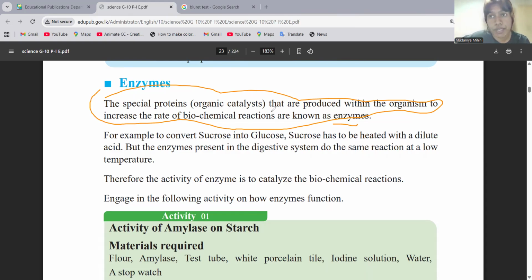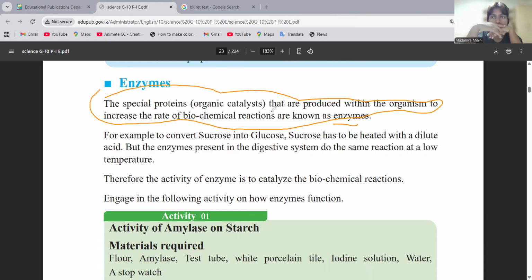So what we mean by biochemical reactions, imagine that you're making glucose from sucrose. So you're gonna break, right? This catalyzation generally means that you're gonna break something into something. For example, to convert sucrose into glucose, you know that sucrose is a disaccharide and glucose is a monosaccharide. So a disaccharide to a monosaccharide. We are going to heat it with a dilute acid to make it a monosaccharide.